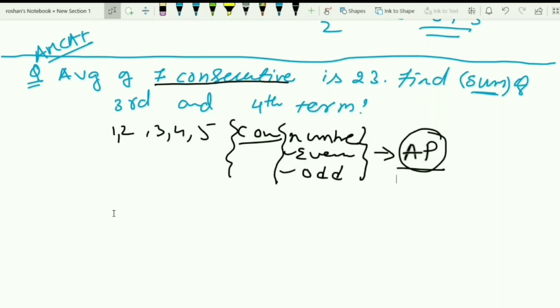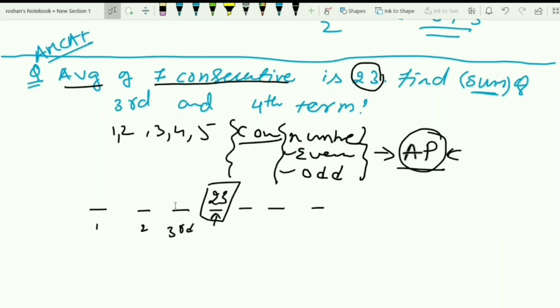Great, this is an AP. Till now, I'm with my people. I have 7 numbers like this: 1, 2, 3, 4, 5, 6, 7. And they said very clearly that the average of these 7 numbers is 23. According to my understanding, the average of an AP series is always the middle term. So can I say that 23 has to be the average, that is nothing but the middle term? Now this is the first term, this is the second term, this is the third term. Since it's consecutive, this number will be 22, and your answer will be 22 plus 23, which is equal to 45. So those who got the answer as 45, trust me, you did it very well.